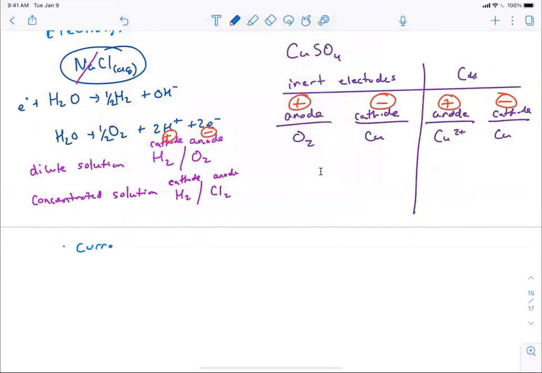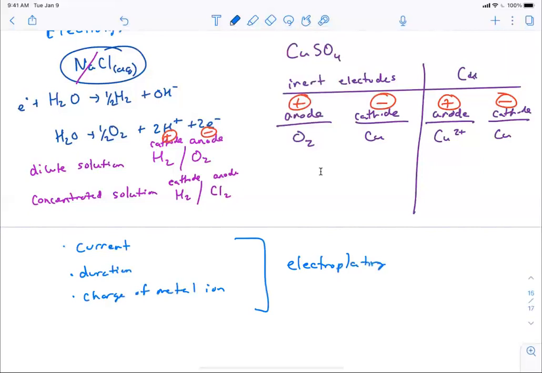And last thing for HL here, for topic 9 at least, current, duration, and charge of metal ion. This all has to do with electroplating. So those are the 3 factors that affect how much you can electroplate.